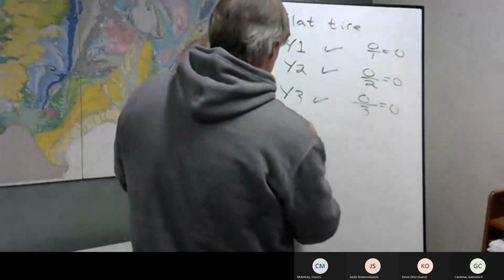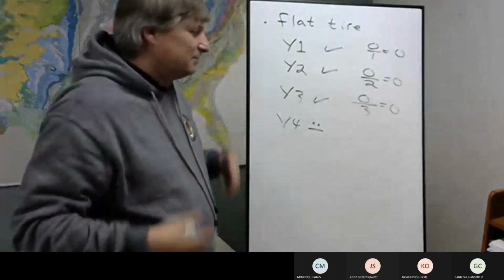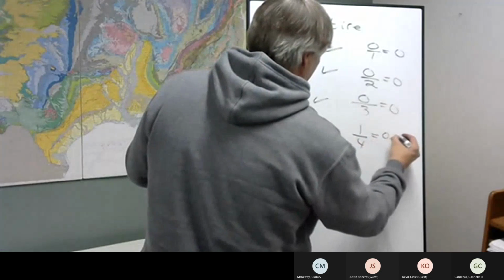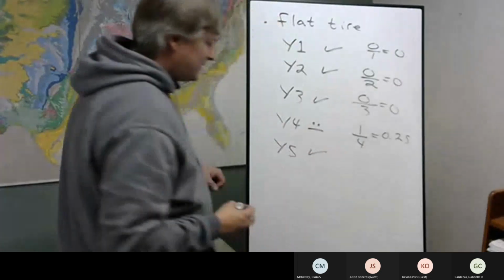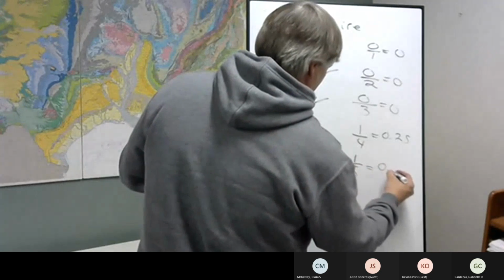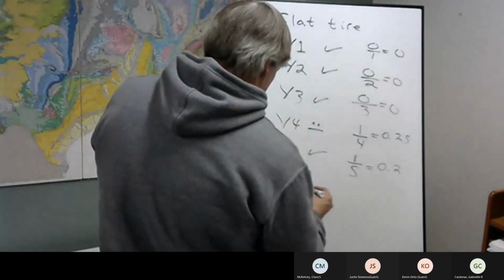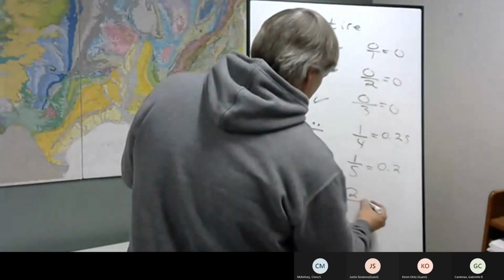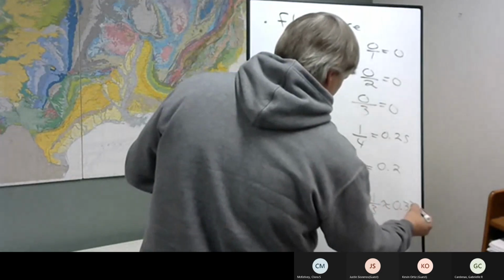Year 4, though. Flat tire, yeah. Pull over, change it. So we got 1 out of 4, or say 0.25. Year 5, no flat tire. Okay, so now it's 1 out of 5 years or 0.2. Doing good. But then year 6, gotta go take care of that flat, pull over, take care of it. Now you're at 2 out of 6 years, which is 1/3 or about 0.33.